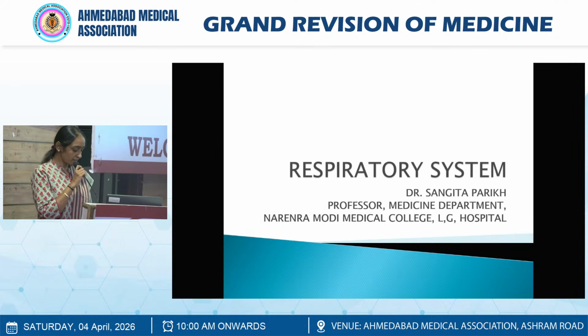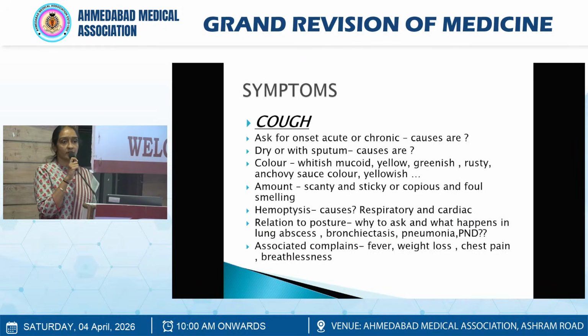So in respiratory system, the symptomatology, the cough, again, acute onset cough, chronic onset, the causes are different. Acute, any upper respiratory tract infection, pneumonitis, pleurisy, everything. Chronic cough, most common is tuberculosis. Then it may be in the COPD, in chronic bronchitis, or in the malignancy of the lung.